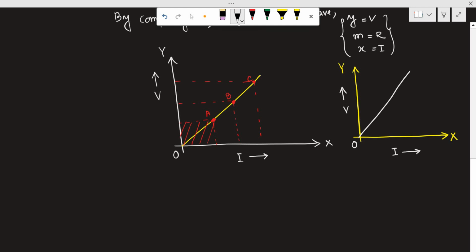So I am writing here: this is the graphical presentation of Ohm's law.